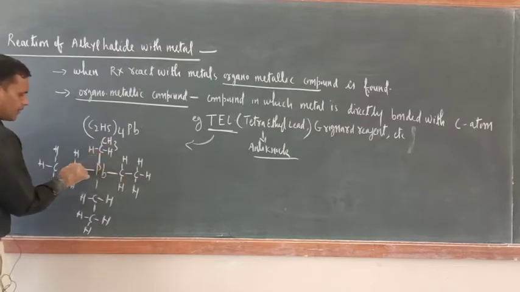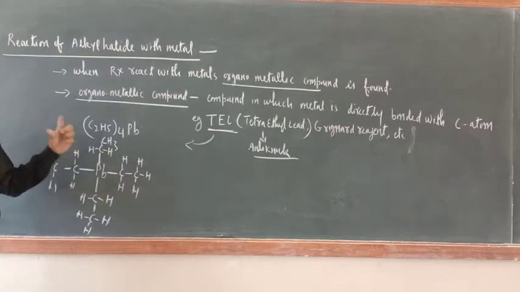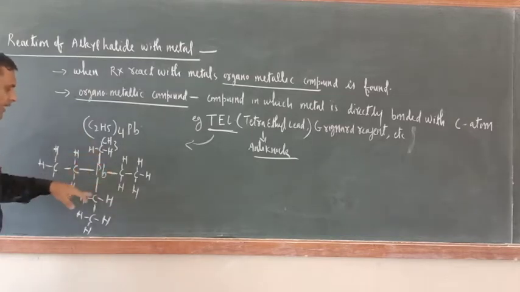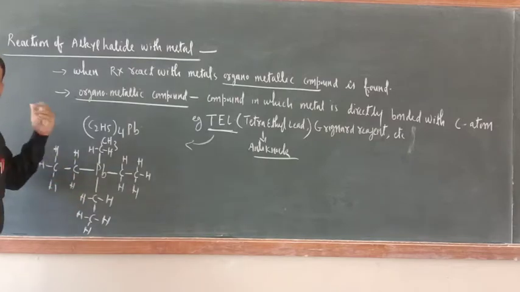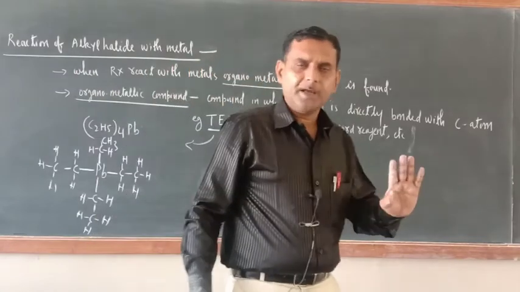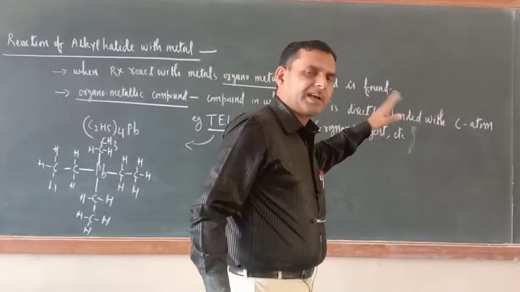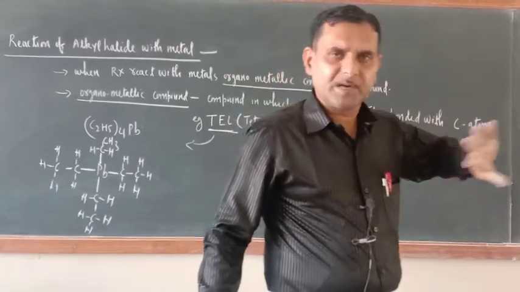There is a bonding between carbon and metal directly. So this is organo. Organo means carbon, metallic means metal. There is a direct bond between metal and carbon atom of an organic compound. Such kind of compound is known as organometallic compound. This is the first example. The remaining examples like Grignard reagent I will tell you.